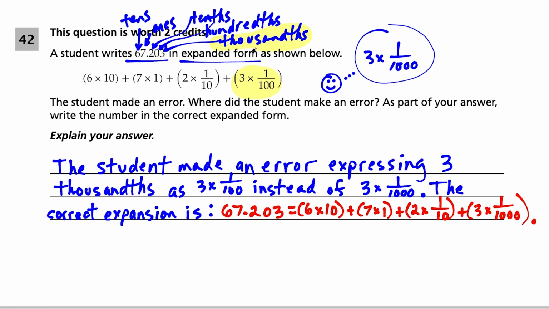Technically, for the hundredths place, we could say there's a 0 times 1 over 100, but we don't have to indicate 0 times 1 over 100 because 0 times 1 over 100 is equal to 0. So that's not going to change the value of our expanded form. So here in red, we have the correct expanded form.